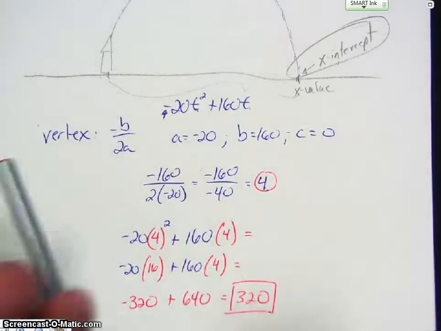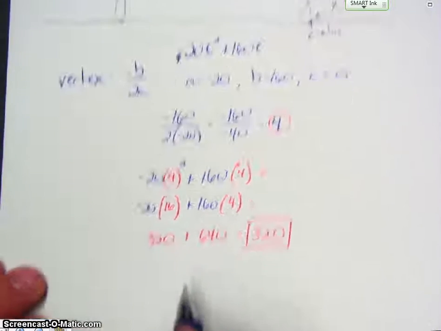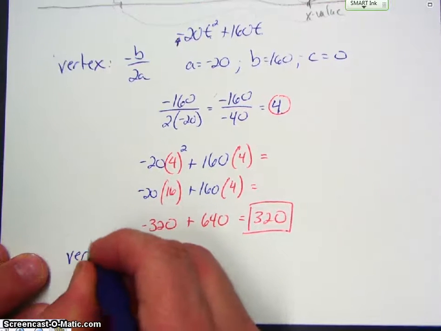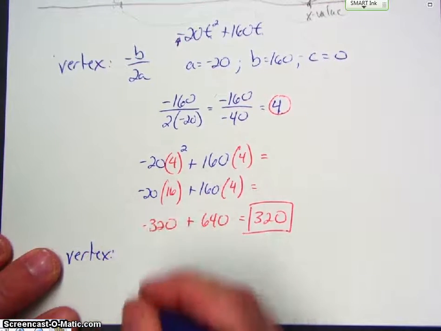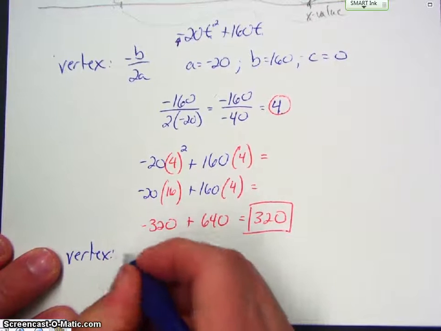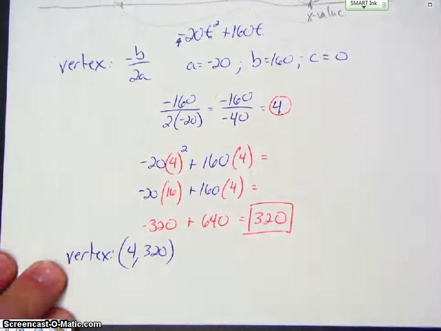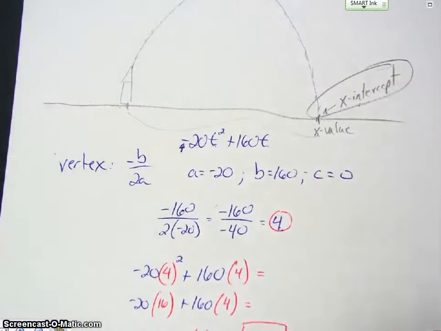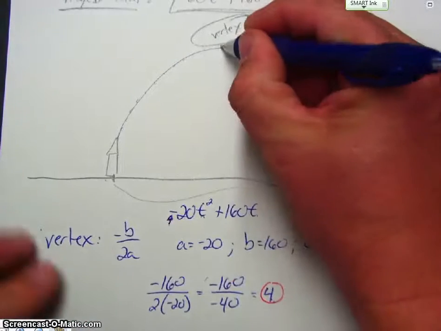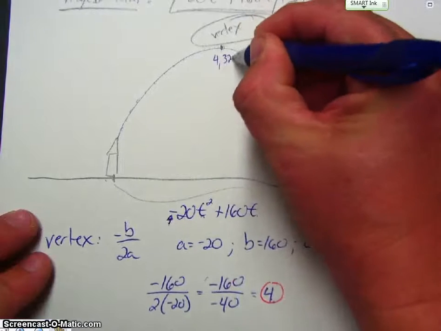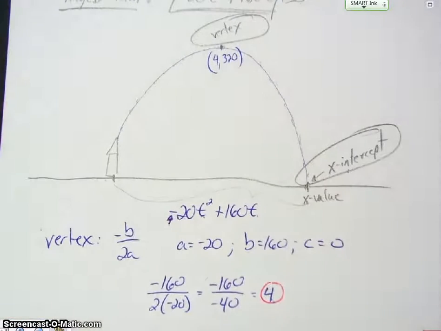Okay, so my vertex is 4, 320. Now let me interpret this. So this right here, the vertex is 4, 320. All right, so let me interpret this. I just said that, didn't I?